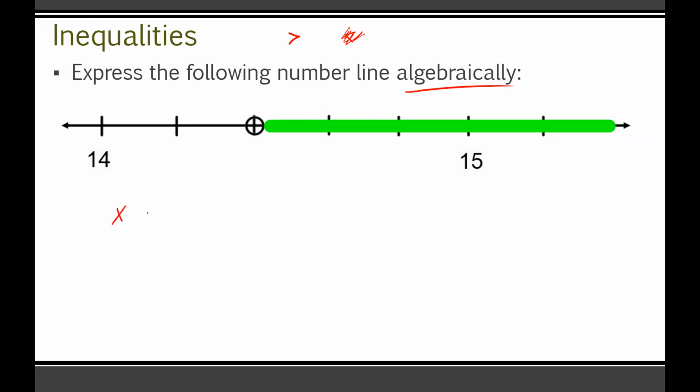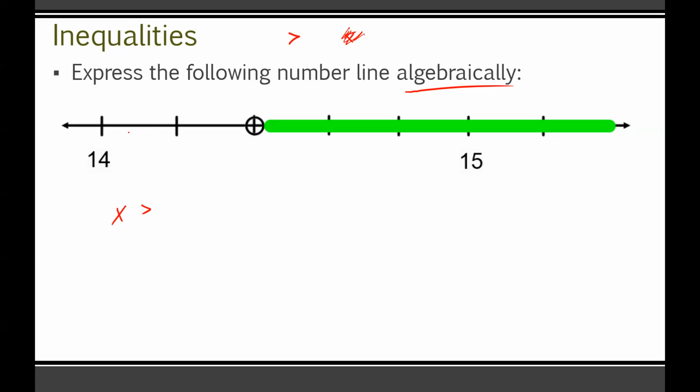So I know the answer is going to be something like x is greater than something, but I have to figure out what this focus number is. They didn't actually highlight it here. And here's what's kind of weird. It goes from 14 over here all the way up to 15 over here. Well, clearly that means there's going to be fractions involved.